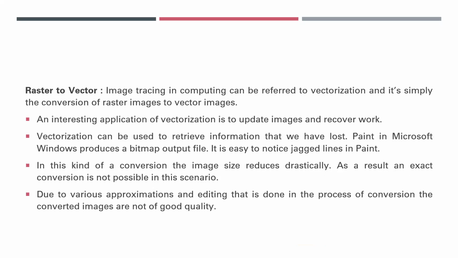Now raster to vector. So image tracing in computing can be referred to as vectorization, and it's simply the conversion of raster image to vector image. अगर हमें image को trace करना है कि image कहाँ से ये हमारी image generate हुई है, तो उस ट्रेसिंग करने के लिए हमें raster को vector में convert करना पड़ेगा. So an interesting application of vectorization is to update images and recover work. अब इमेज को अपडेट हमें करना है और कुछ इसमें से रिकवर करना है, तो उस केस में वेक्टराइजेशन यूज होगा, raster टू वेक्टर कन्वर्ट करेंगे.